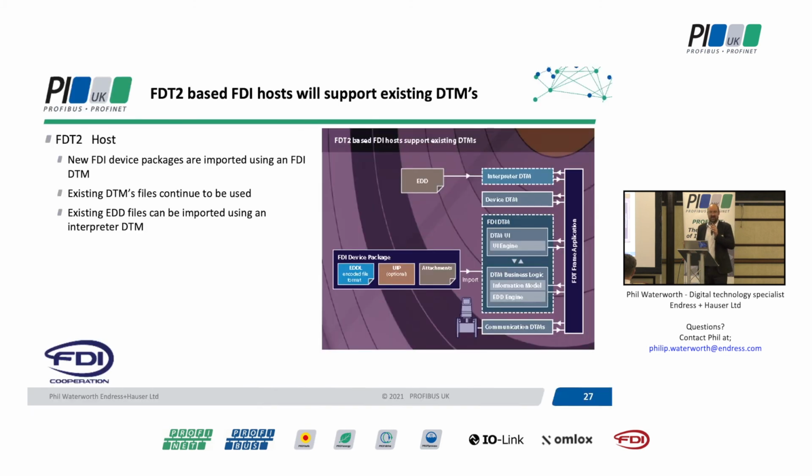And if you've invested in FDT frames, you don't need to get rid of that and get an FDI package. FDT2 frames, so 2 is the second specification of FDT, will also incorporate FDI packages into them as well as EDDs. So everything works with everything else. So that's kind of where we're at from a device configuration point of view.